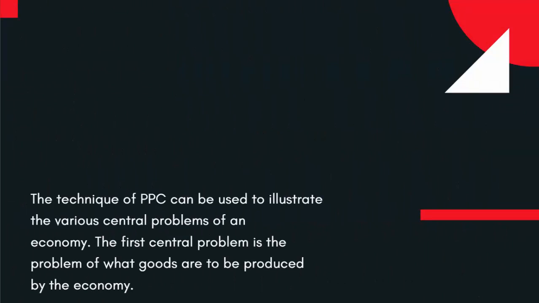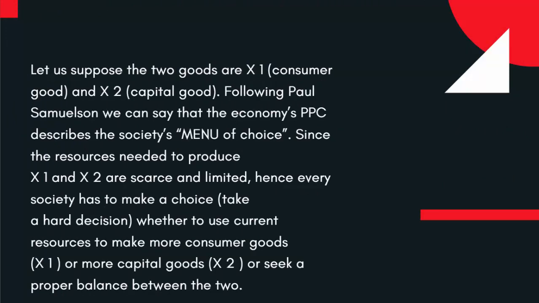The technique of PPC can be used to illustrate the various central problems of an economy. The first central problem is the problem of what goods are to be produced by the economy. Let us suppose that two goods are X1, consumer good, and X2, capital good. Following Paul Samuelson, we can say that the economy's PPC describes the society's menu of choice.